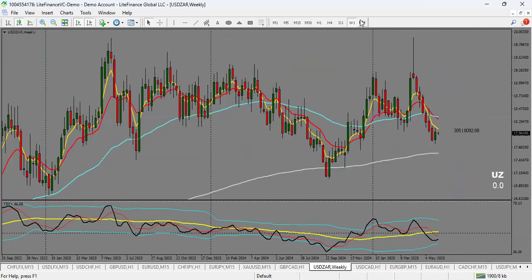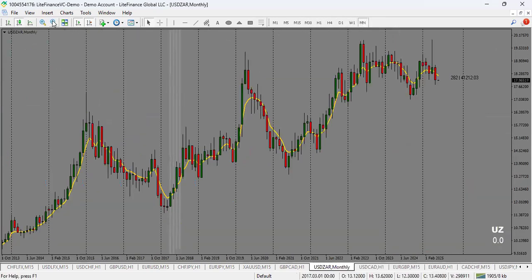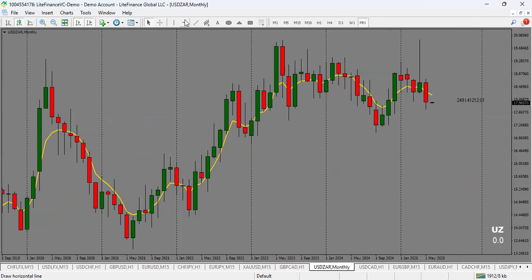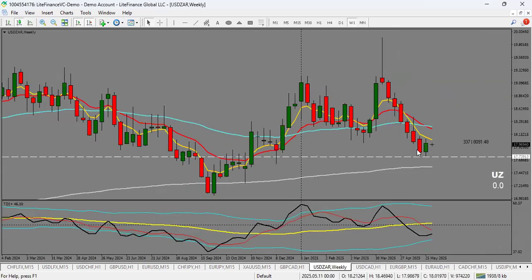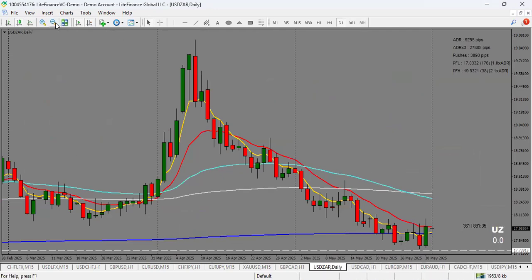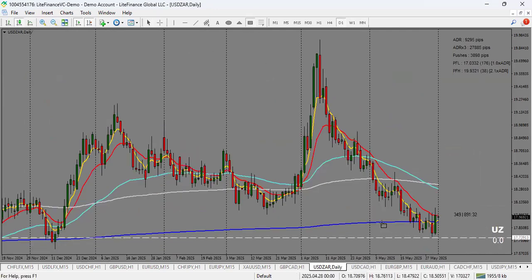So let us finish our analysis with USD ZAR. So USD ZAR has been having like a bearish market structure here. We are around this order block based on the monthly time frame. So we are having this order block here, the bearish market structure. We are there. This is the weekly time frame. You can see last week's candle was bullish, although not a good engulfing candle.